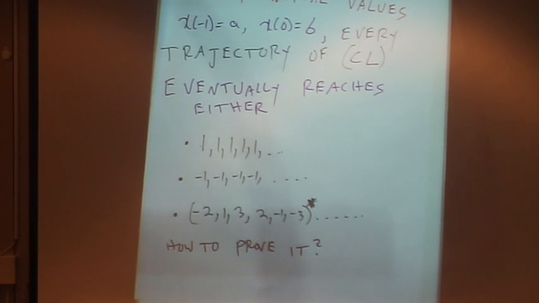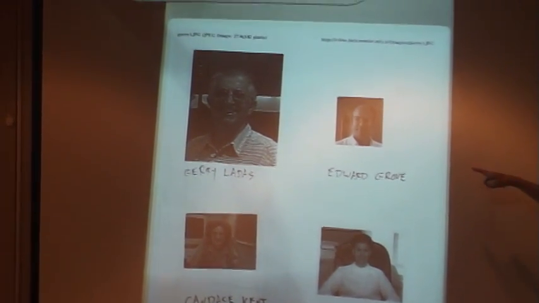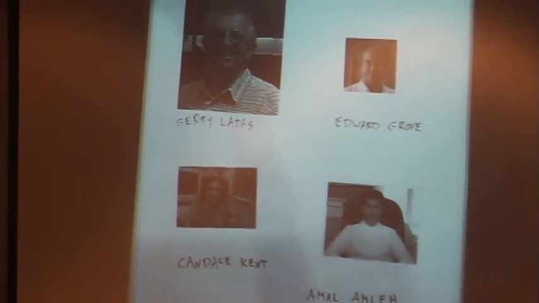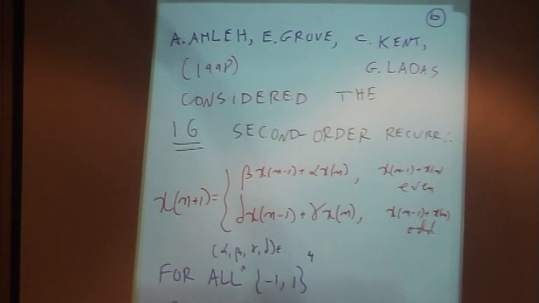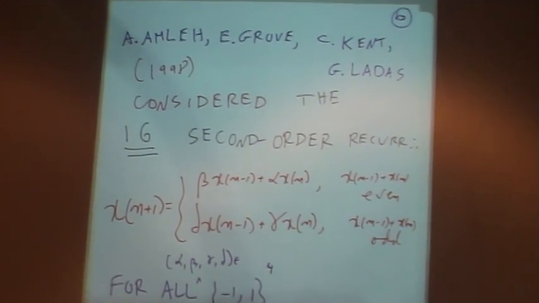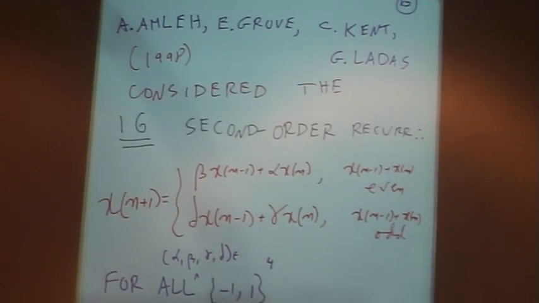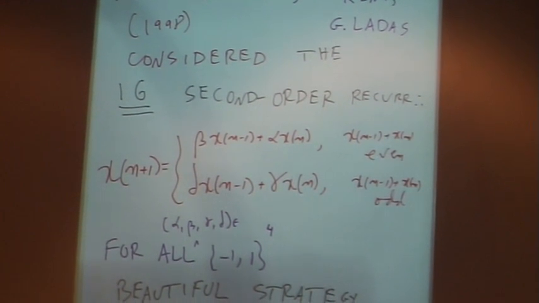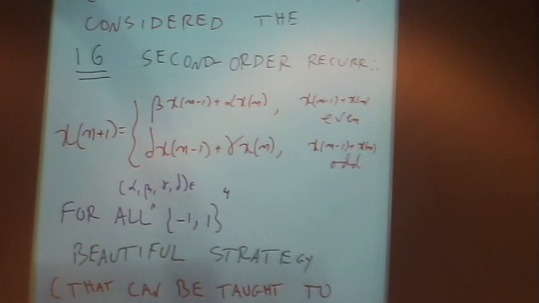How to prove it? Just checking it on a computer for billions of cases is not a proof. Now they had an ad hoc proof, but then came other mathematicians from the University of Rhode Island, Jerry Ladas, Edward Grove, and two graduate students, Amal Amle and Candace Kent. And they came up with a beautiful human strategy for how to tackle this problem and many other similar problems. So in 1998, Amal Amle, Edward Grove, Candace Kent, and Jerry Ladas also generalized. They took a whole class of such mappings, and they considered all the 16 possible cases.